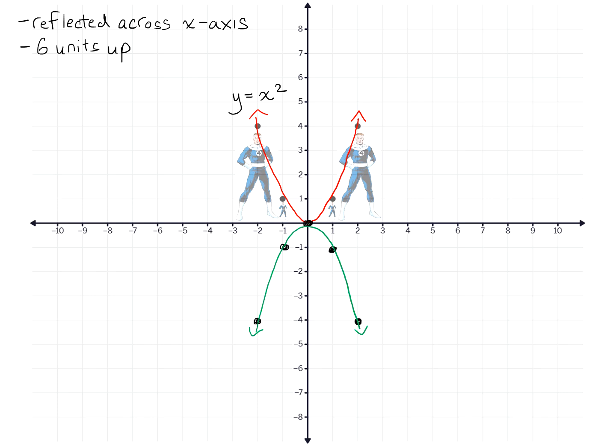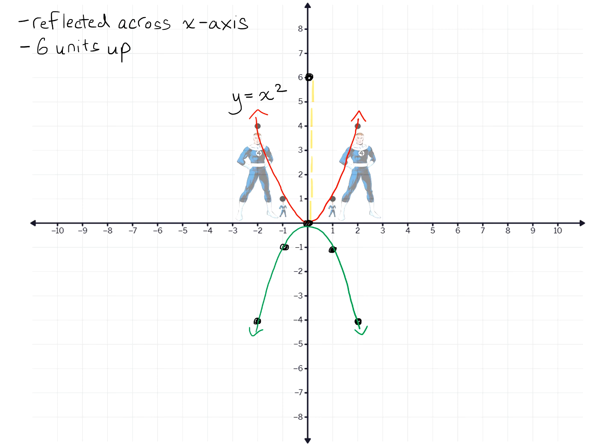Let's begin by reflecting our parabola across the x-axis. If you take a look at the images of Mr. Fantastic, I want you to picture him flipping upside down, and that should help you visualize what this new parabola looks like when it is frowning or opening downwards.